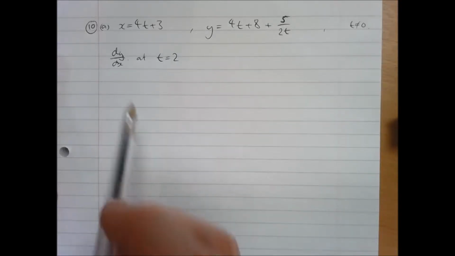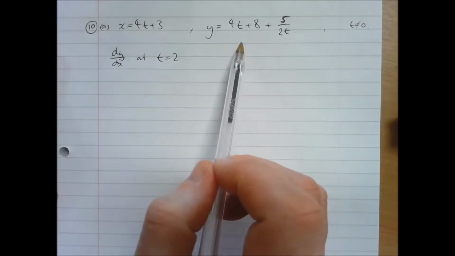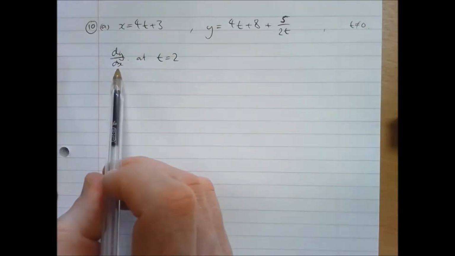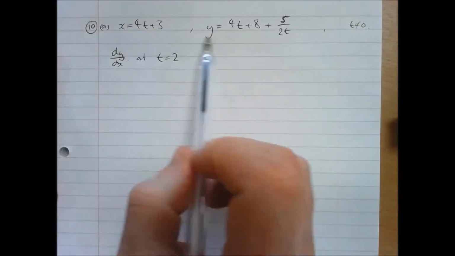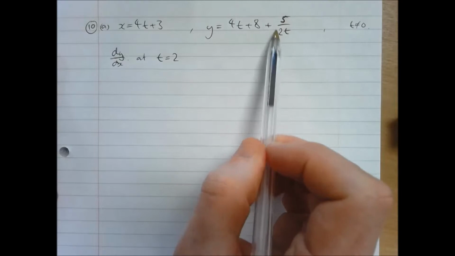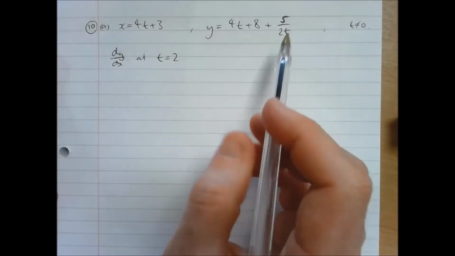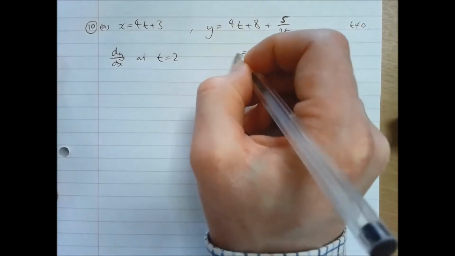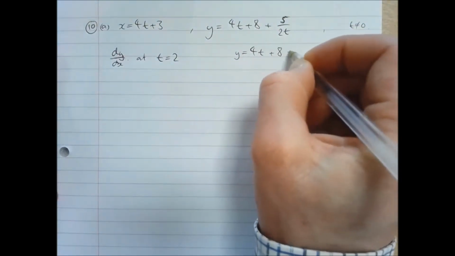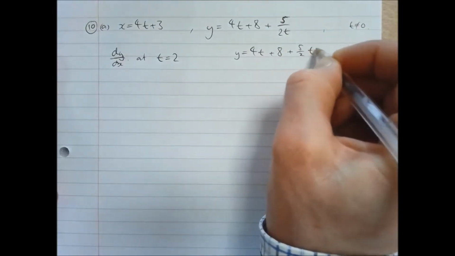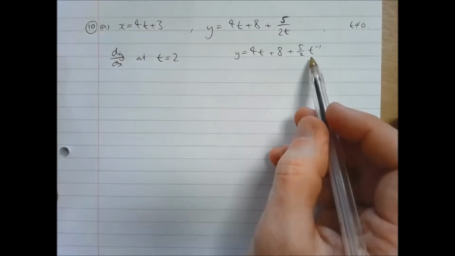Okay, question 10, part A. Here we have two more parametric equations for x and y in terms of t, and we're asked to find dy by dx at t equals 2. Now, looking at the terms involved, this 5 over 2t here is the one we need to be a bit careful of before we start. So I'm just going to rewrite the y equation as 4t plus 8 plus 5 over 2 t to the minus 1. Okay, then we're ready to differentiate it.